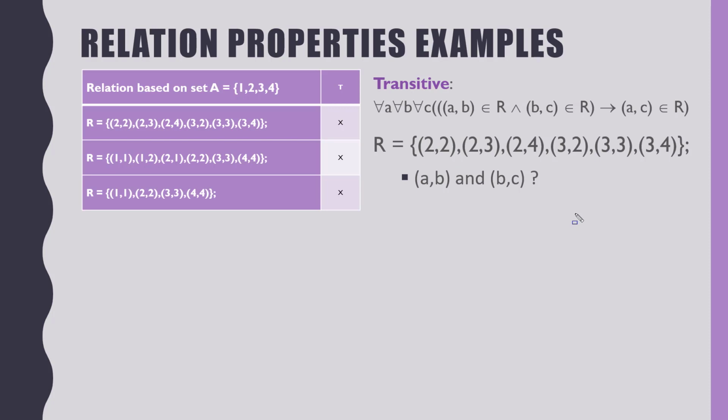But the next question is, okay, do I have a (B,C)? Well, what does a (B,C) look like? Well, if this is (A,B), we're going to have to look at every single pair to check this.